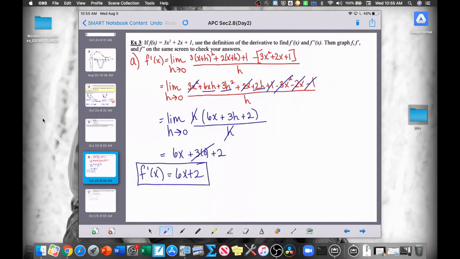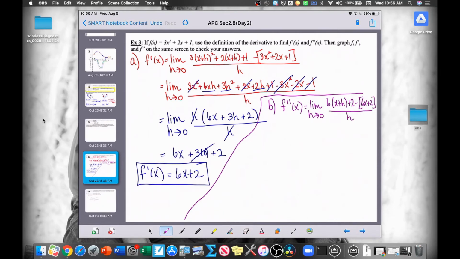If I want to find the second derivative, which would be f prime prime of x, I am just looking for the derivative of f prime of x. So I start with my same derivative equation, which is going to be the limit as h approaches 0 of, and I have to plug x plus h in for x, so 6 times x plus h plus 2 minus f of x, which is 6x plus 2, divided by h.